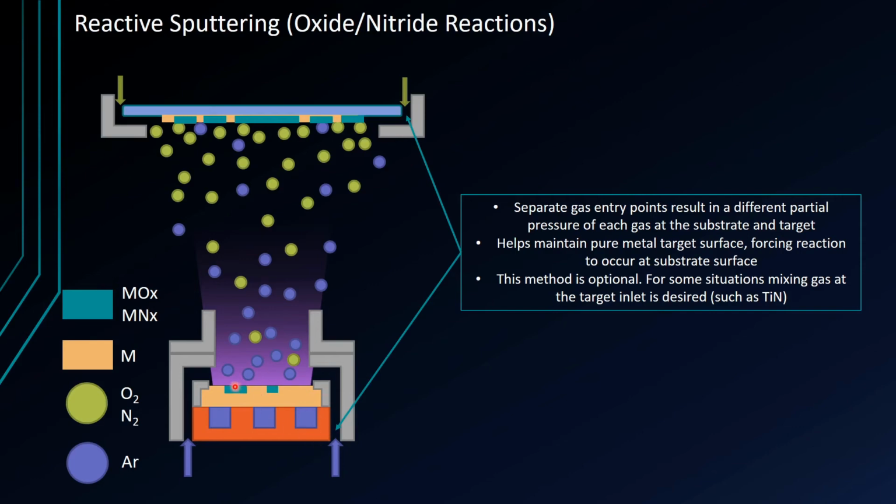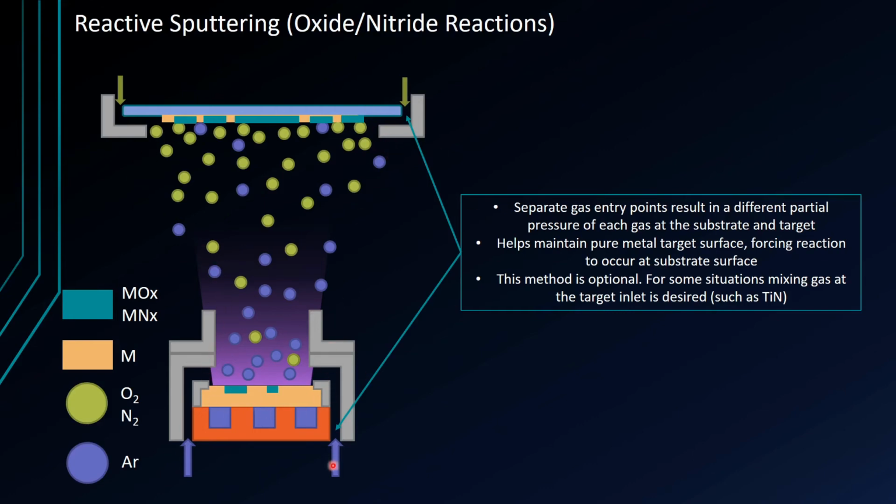Well, why is it forming on the surface? Because we've decided to flow in a reactive process gas such as oxygen or nitrogen, and we've decided to flow it in at an entry point that directs it at the substrate. At the same time, we are flowing argon gas in through an entry point that actually spits it out right at the target surface. And so what this allows us to do is have a higher partial pressure of our reactive gas near the surface of the substrate than we do at the target surface.